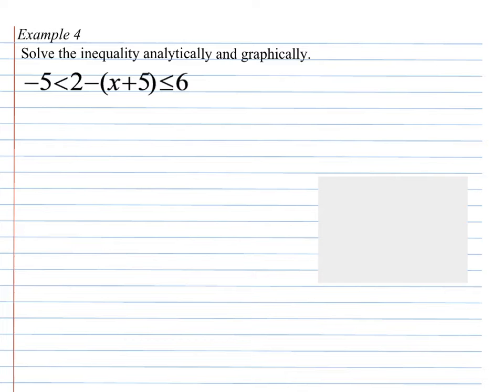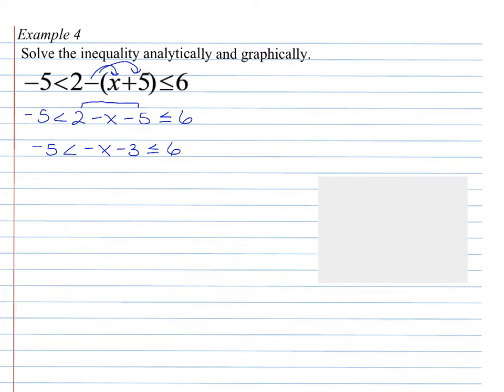For this problem, we are going to simplify. This is a compound inequality. So we're going to have -5 is less than 2. We're going to distribute that negative in there. And we're going to have negative x minus 5 is greater than or equal to 6. We're going to simplify our inside part. And we're going to have -5 is less than negative x minus 3 is less than 6.